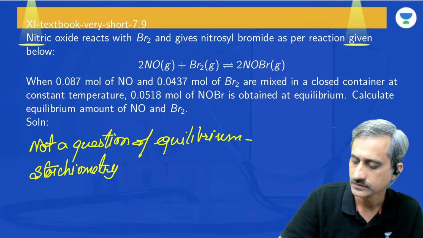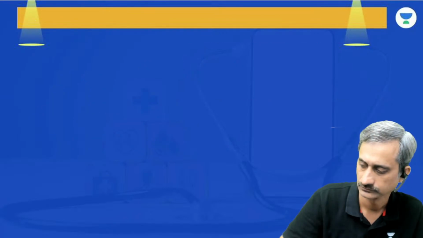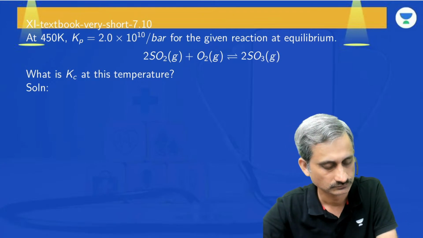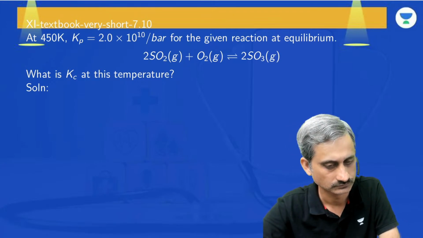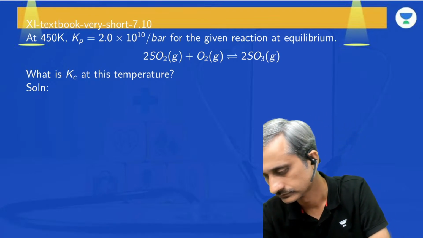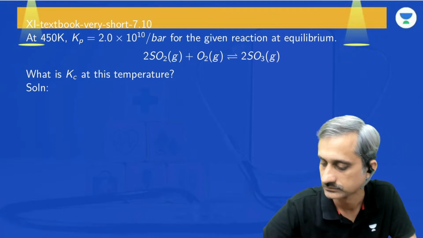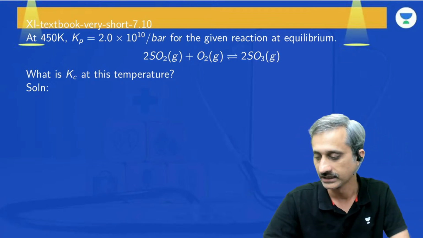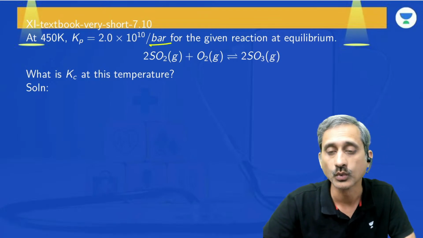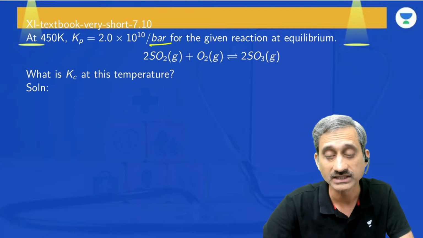Any confusions? Kp is given, Kc needs to be found. And here they have mentioned bar for the simple reason that they want you to know what value of R should be used.